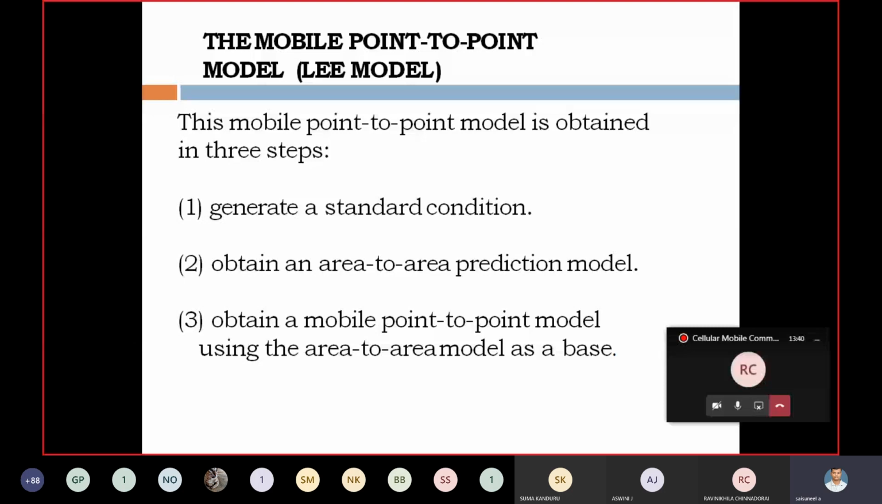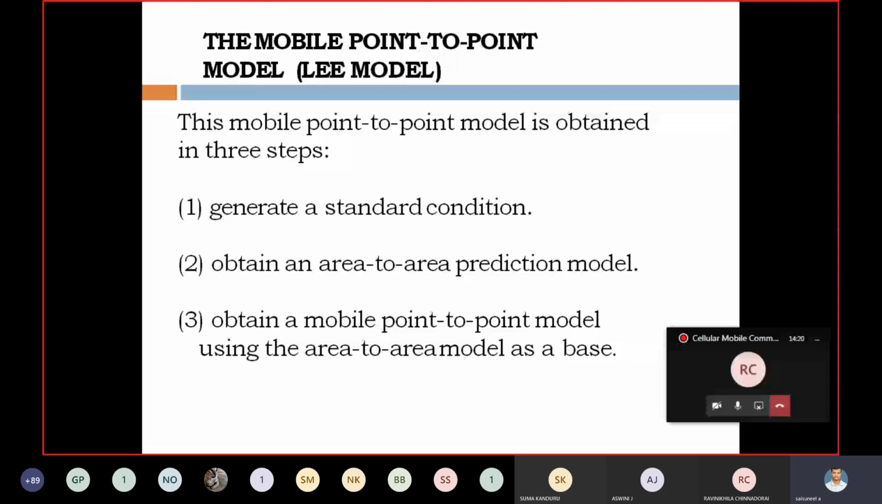The mobile point-to-point model has 3 steps. The first step is to generate a standard condition. The second is to obtain an area-to-area prediction model. The third is to obtain a mobile point-to-point model using the area-to-area model as a base.